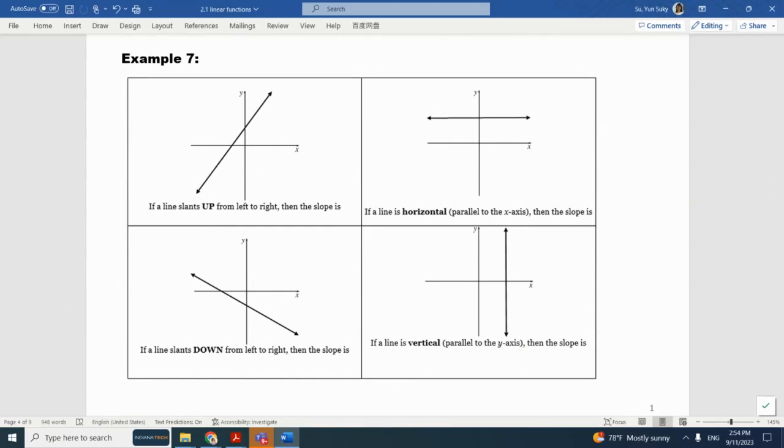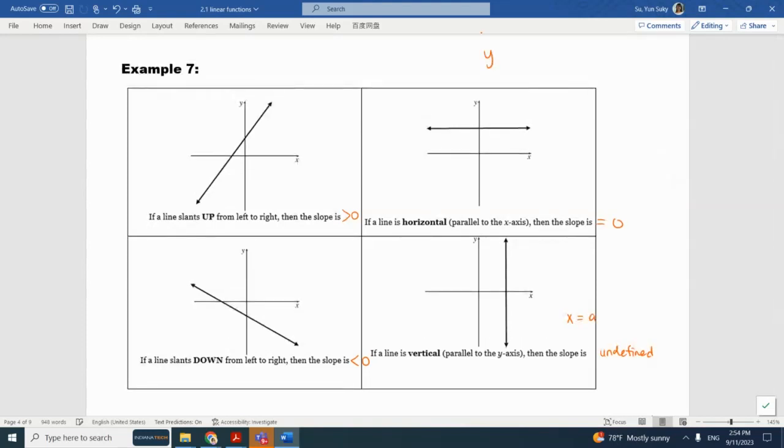Look at this picture. If the line slants up from the left to the right, then the slope is positive. If the line slants down from the left to the right, then the slope is negative. If the line is horizontal, the slope is zero. If the line is vertical, the slope is undefined. Remember, your vertical line is going to be x equals a number, and usually the slope intercept form is y equals mx plus b, where m is the slope and b is the y intercept. For the vertical line x equals a, you don't even see a y in the equation, so the slope is undefined.